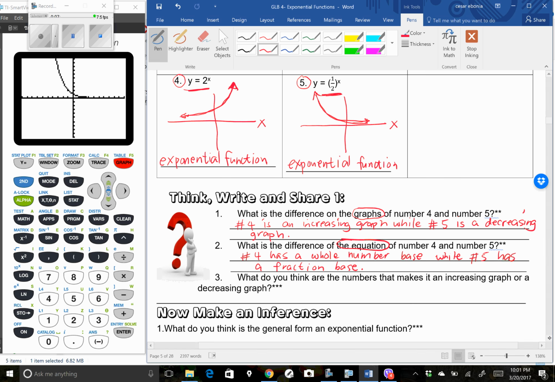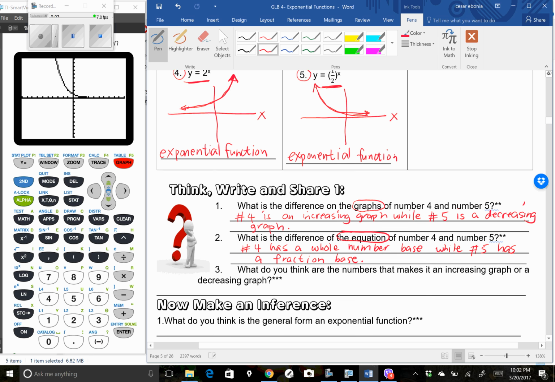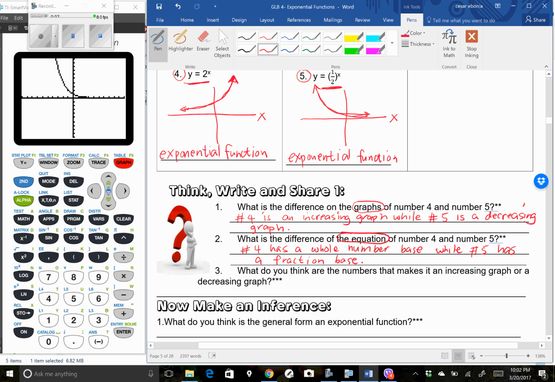Now, number 3 is asking, what do you think are the numbers that make it an increasing graph or a decreasing graph? Okay, so let's now look at number 4. Number 4 is an increasing graph, and number 5 is a decreasing graph. Now, from question number 2, we observe that the difference is a whole number and the other one is a fraction. So let's observe what are really the numbers that make it an increasing graph or a decreasing graph. So let's start investigating.